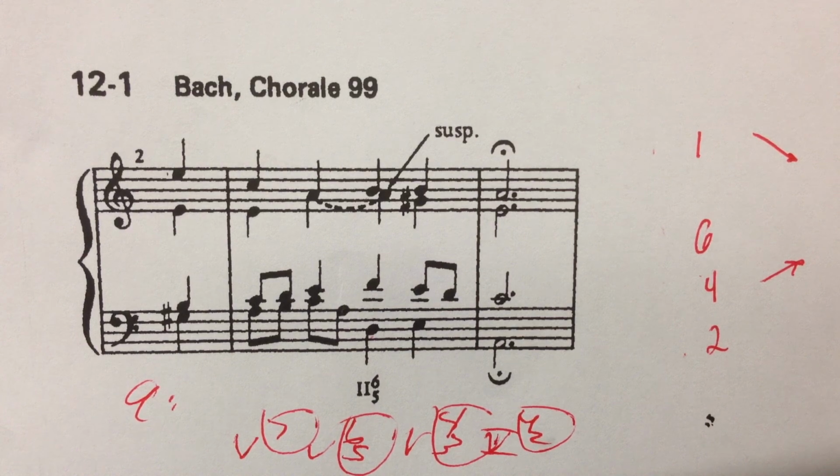And here's Bach's chorale number 99 with a supertonic 7th chord in first inversion.